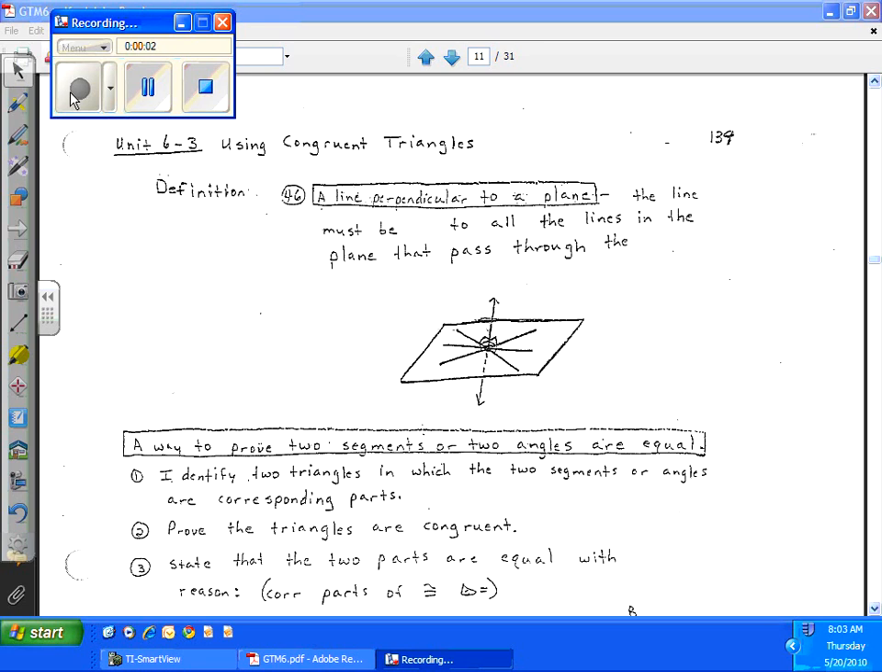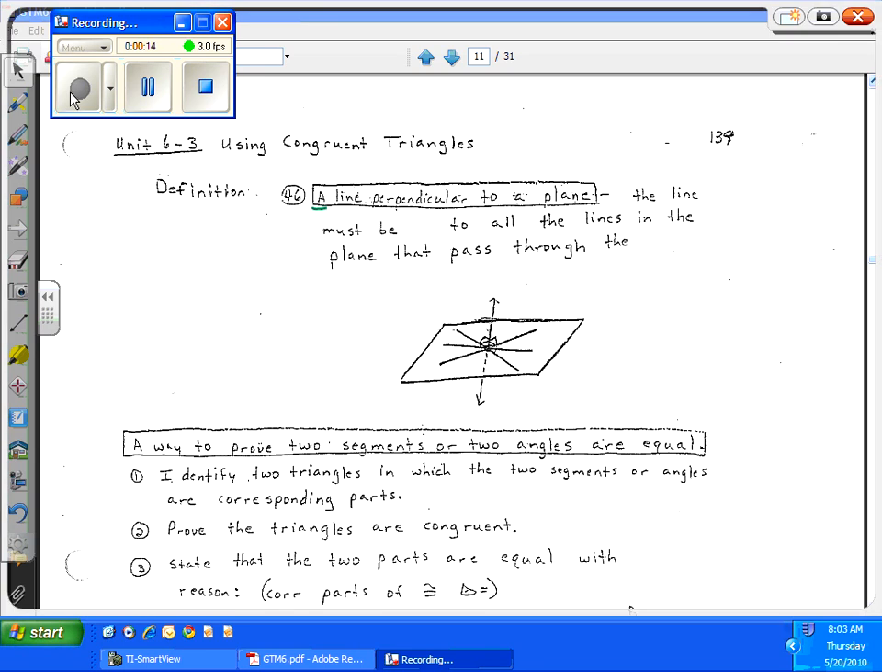Unit 6.3 is using congruent triangles. We begin with a definition, the 46th definition of the text so far, a line perpendicular to a plane. For a line to be perpendicular to a plane, the line must be perpendicular to all of the lines in the plane that pass through the point of intersection.